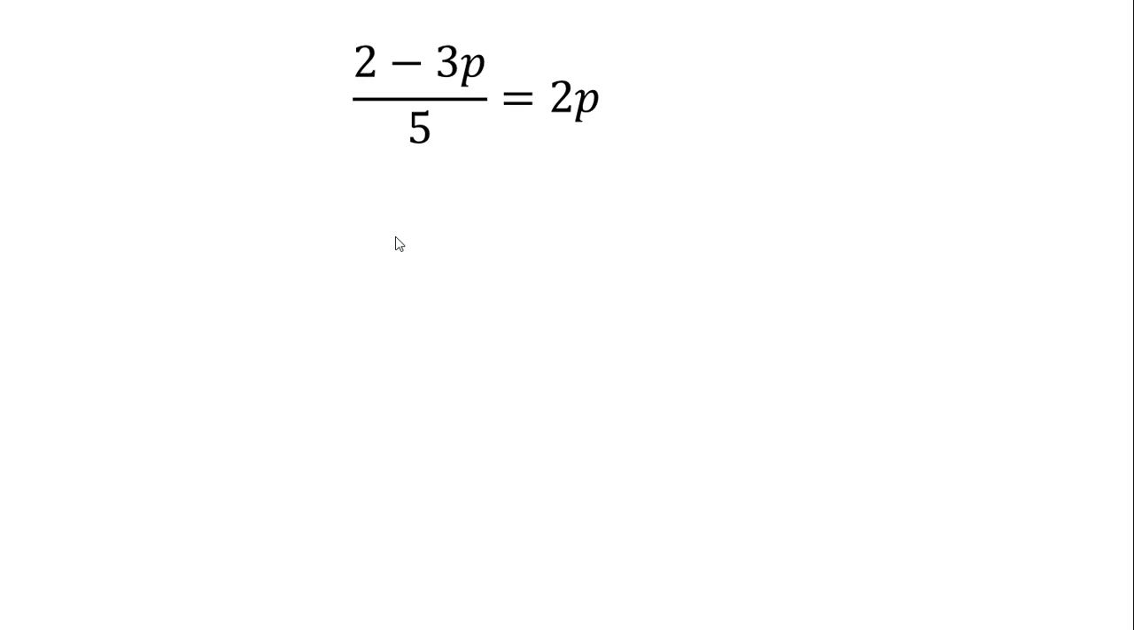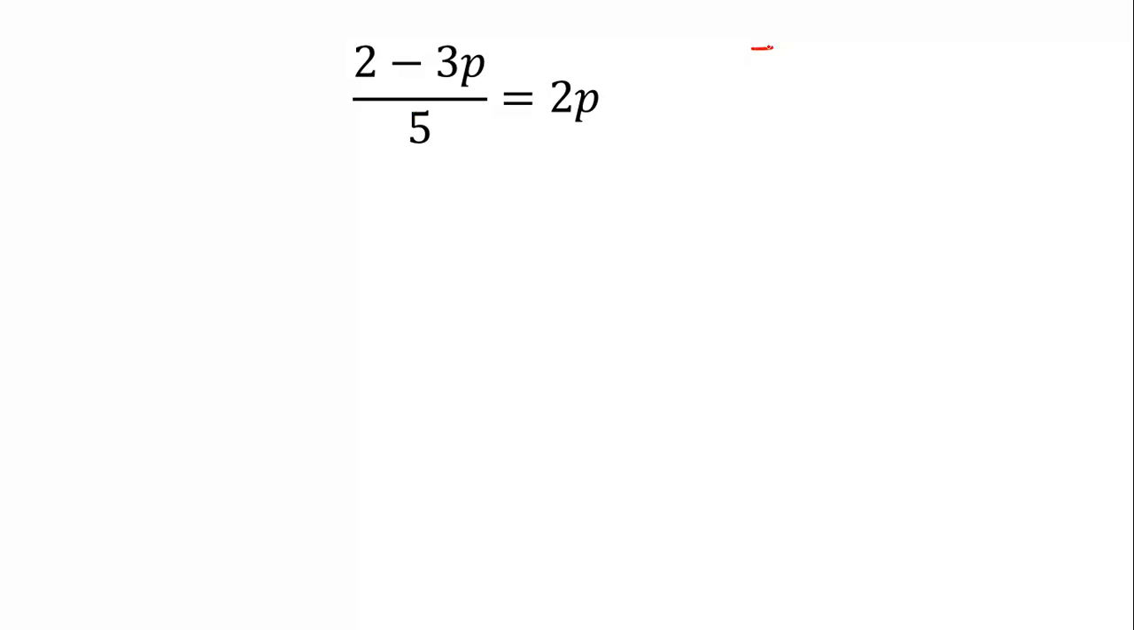Okay, so these examples will hopefully help you to understand the questions at the start a bit better. In this equation I've got 2 subtract 3p, all of it divided by 5, equals 2p. And the only real thing we can do to make life easier is to multiply both sides by 5.